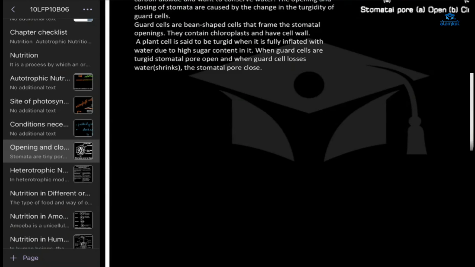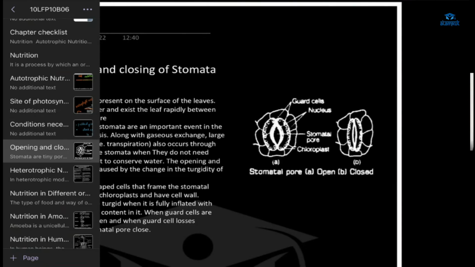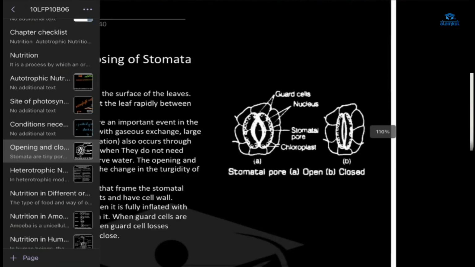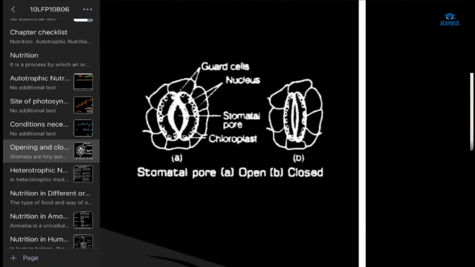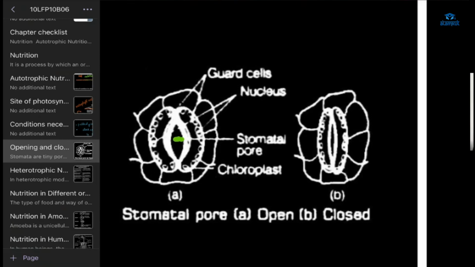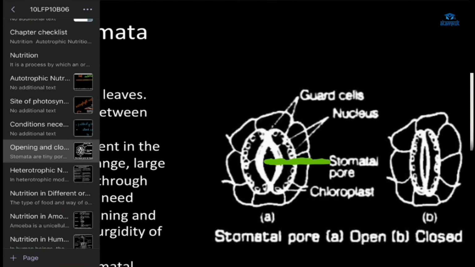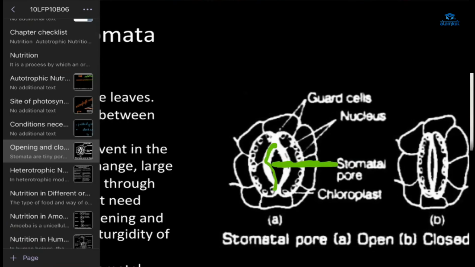Yes, sir. Next we have the opening and closing of stomata, the last thing in this autotrophic, plant nutrition. In a leaf there will be tiny pores. These pores are called stomata. How does a stoma look? It is a tiny pore, the stomatal pore. Stomata means mouth, it looks like a mouth, right? And these are the guard cells, two kidney-like structures. And here we have the nucleus.